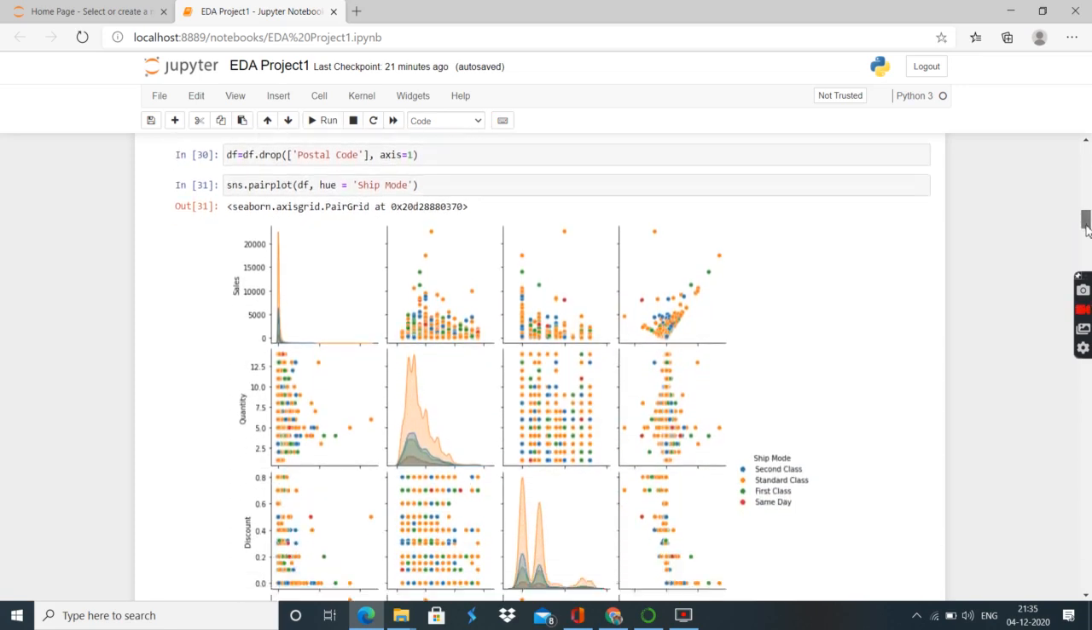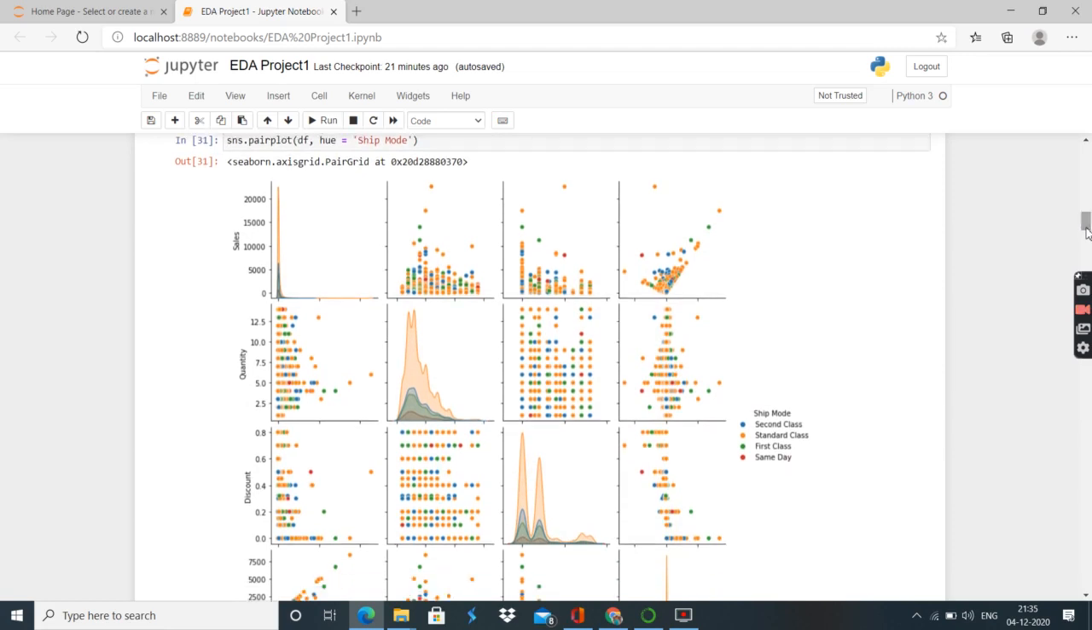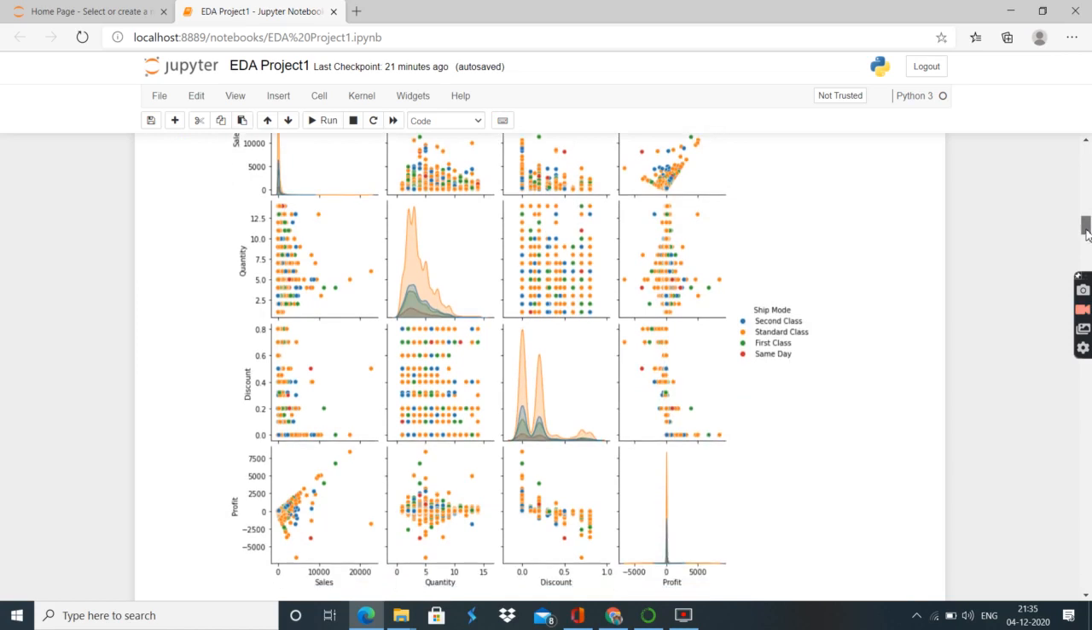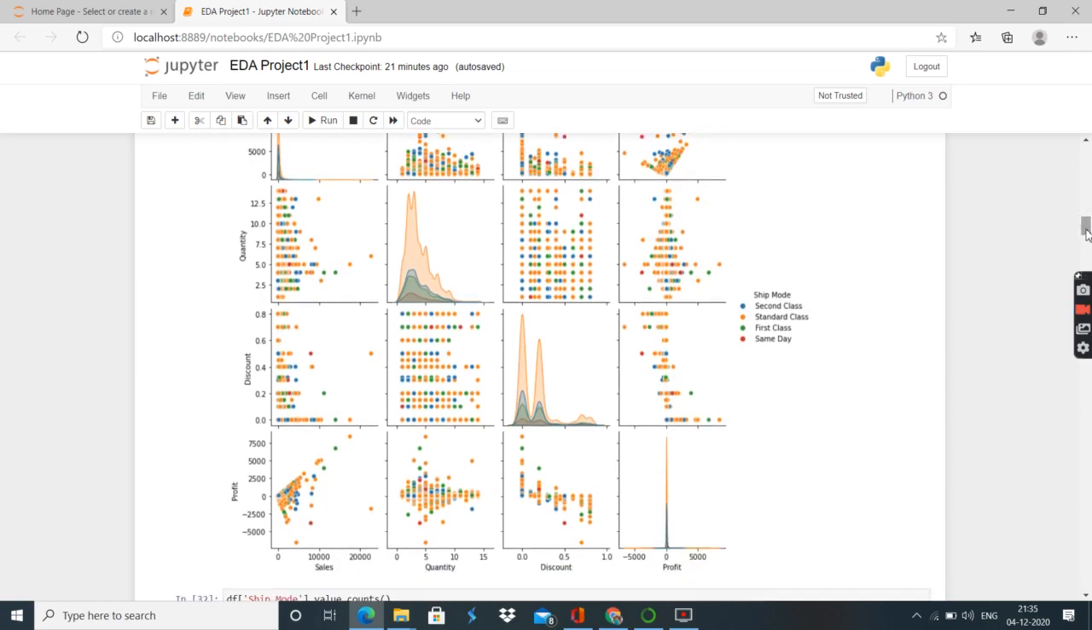Next, here I've used a pair plot. Now, why do you use a pair plot? As you can see, there are a lot of graphs. There are 16 graphs over here. So why is a pair plot used? A pair plot is a tool which helps you to visualize multiple pairwise bivariate distributions.